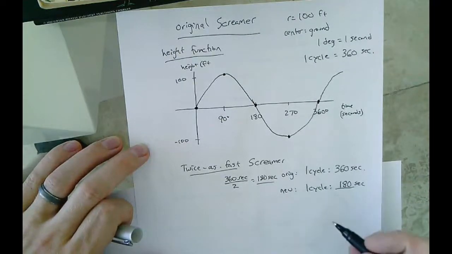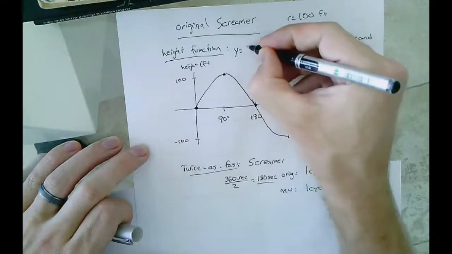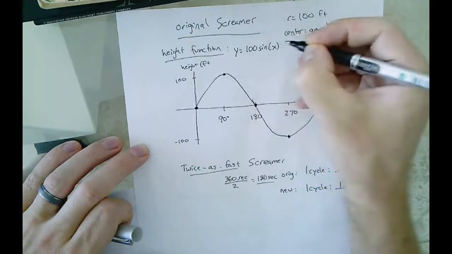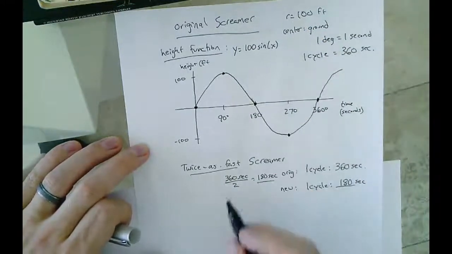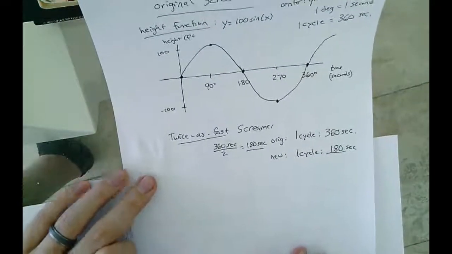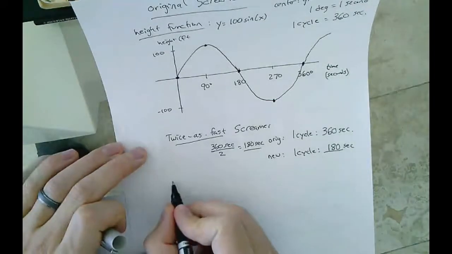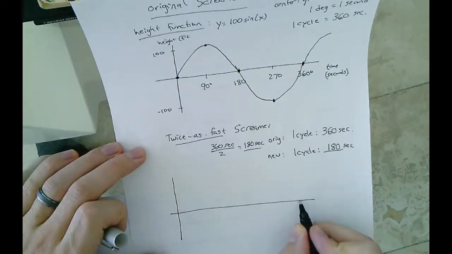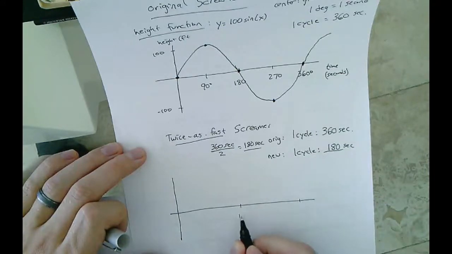But before we graph this thing, I want to go back and write in our height function right here. You guys know this as y is equal to our radius, 100 sine of x right here, or t because it's in seconds. T or x is fine. Now back to the twice as fast screamer. I want to graph this thing, and I want to see how it's going to be different from my original screamer right here, okay? So I'm going to put my y-axis like this, I'm going to put my x-axis like this, and 360 was right here, but I know that my new cycle will only take 180 seconds. I'm going to put 180 right here.